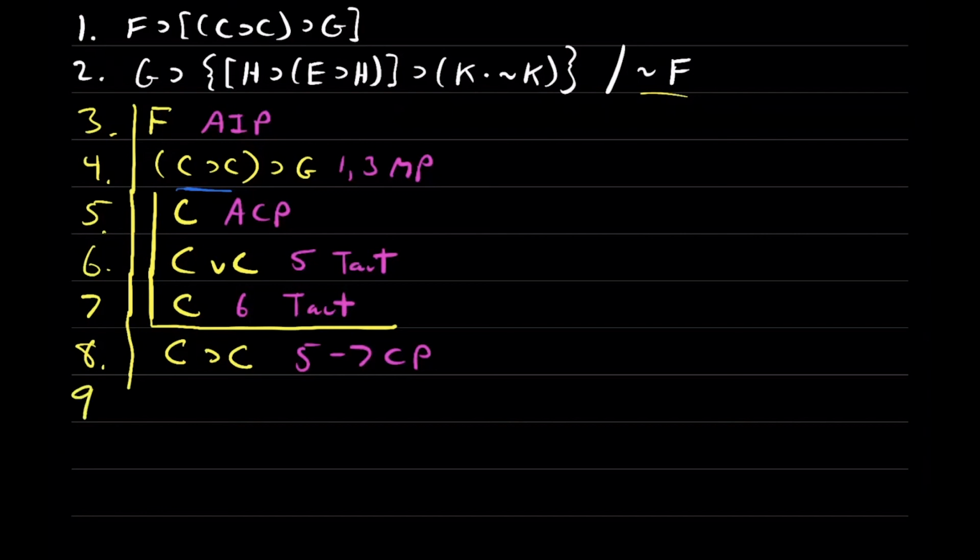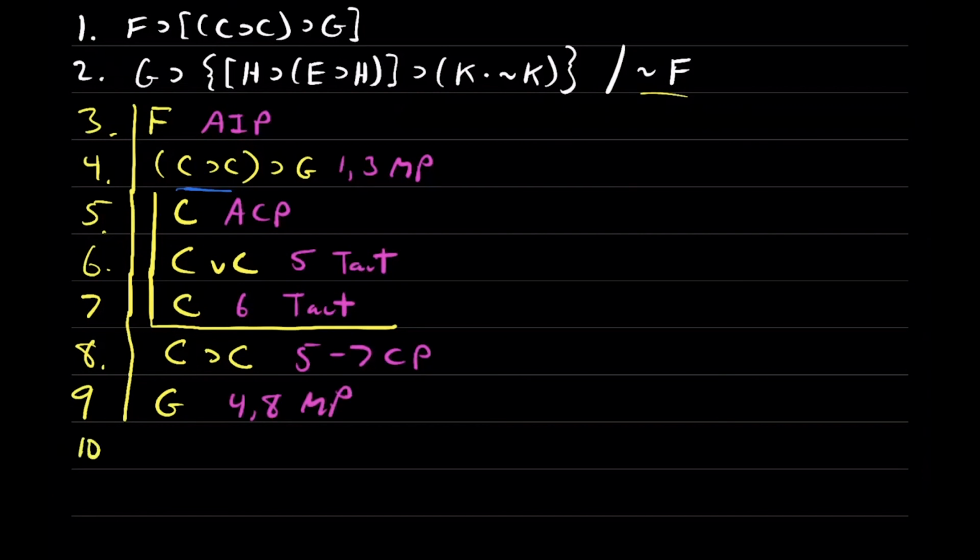Okay, line 9 is still inside this outer indirect proof sequence. I said that if I could get C implies C, then I could get G by modus ponens. Now I have C implies C, so I can get G by modus ponens. And that would follow from line 4 and line 8 by modus ponens. Great.